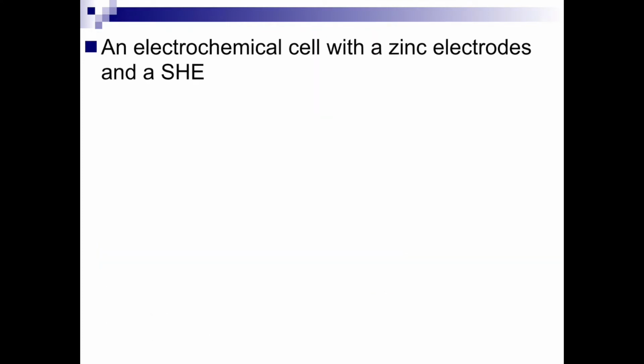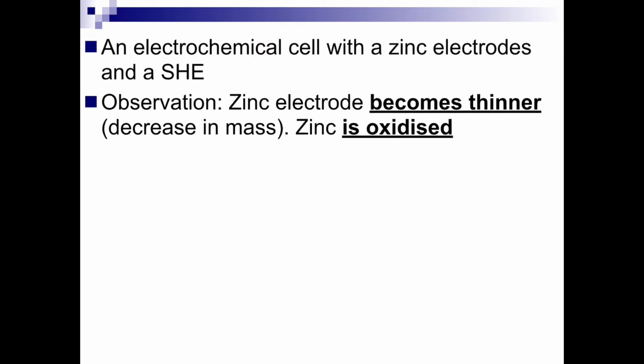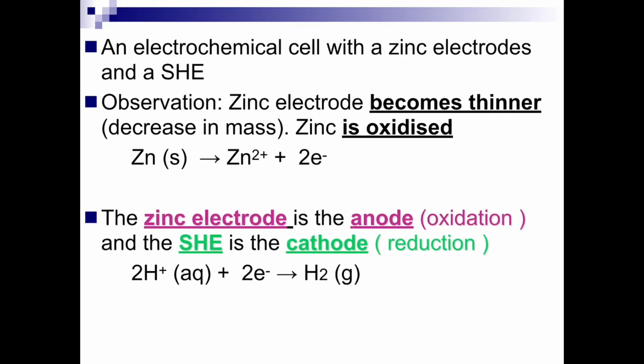In this electrochemical cell with a zinc electrode and a SHE, we can study the observation where the zinc electrode becomes thinner or decreases in mass. This means that zinc is oxidized. The zinc solid dissolves into Zn2+ and releases 2 electrons. Therefore, the zinc electrode becomes the anode and undergoes oxidation, while SHE becomes the cathode and undergoes reduction. The 2H+ aqueous gain 2 electrons and reduce into H2 gas.